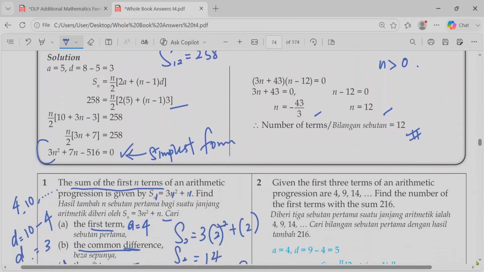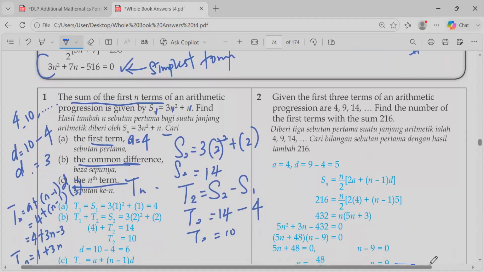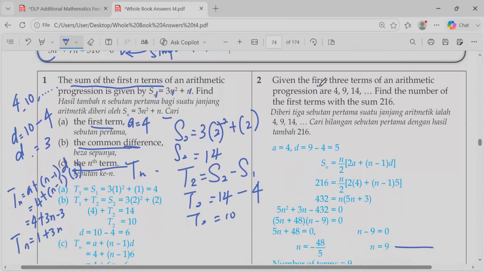Okay, so next. Look at the question. The first three terms. So I get A and I get D. D is 9 minus 4, or 14 minus 9. I get 5. So I get D equal to 5 and A equal to 4. So find the number of terms. Find the number of the first terms. The sum of the first terms.